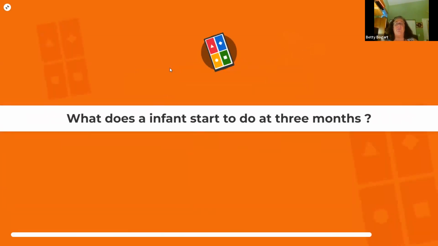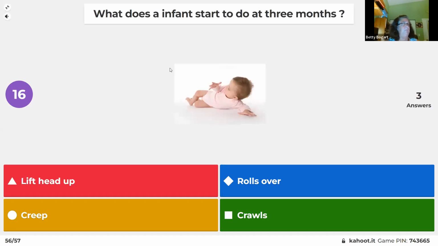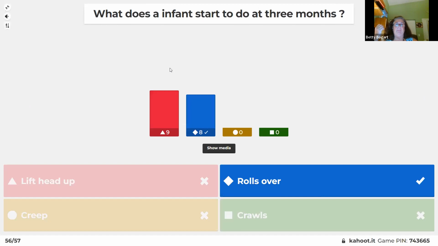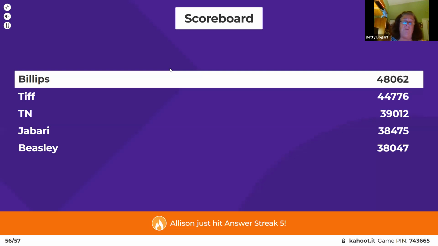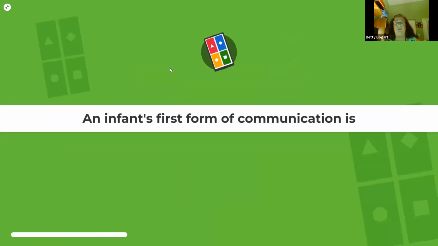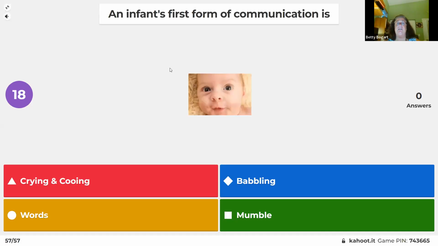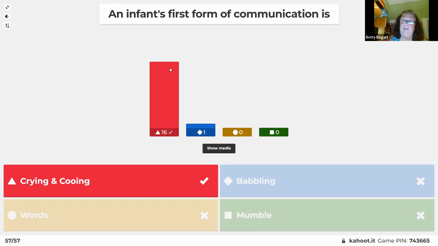What does an infant start to do at 3 months? At 3 months old, they should be able to lift their head, but they're starting to roll over, usually front to back. And again, at 3 months old, you have to be careful with these children about where you place them. And last question, an infant's first form of communication is? It's the crying and the cooing. That's what you're going to see first.